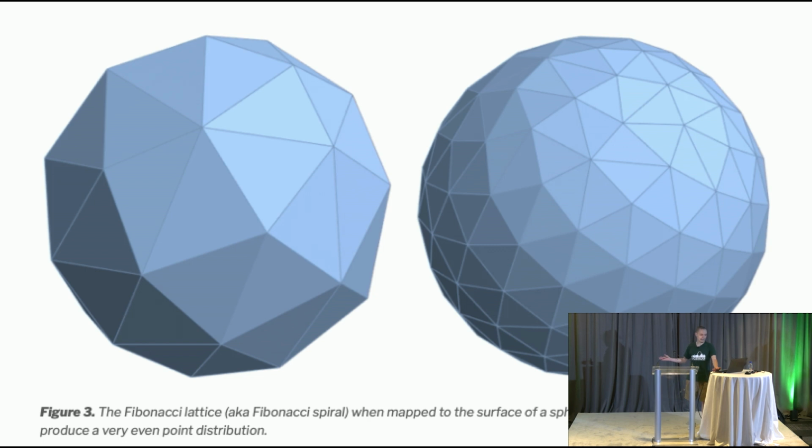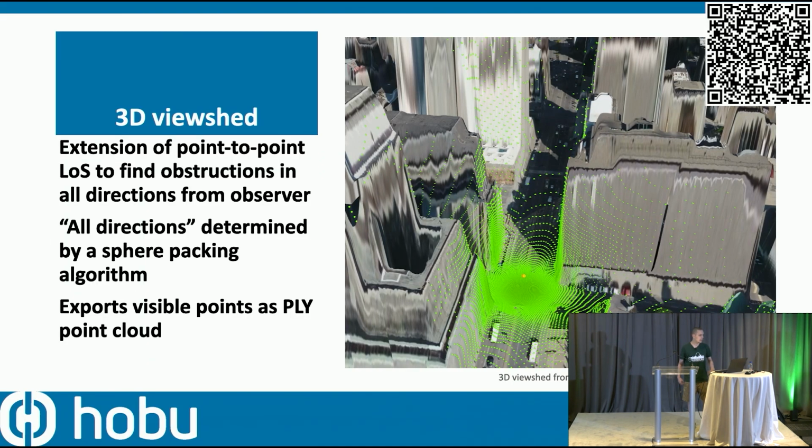Sphere packing was my idea. So the Fibonacci lattice shown here is a method for evenly distributing points on a sphere. And so we use this algorithm to generate n rays from the observer position out to the nearest visible point in the scene. This diagram depicts what the 3D viewshed is scanning for if you imagine the observer at the center of these spheres and each vertex being a visible point from the ray being projected out from there. And so it looks like this when it's in the Cesium scene.